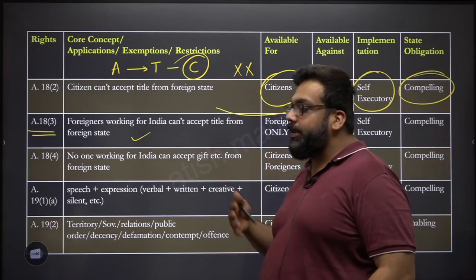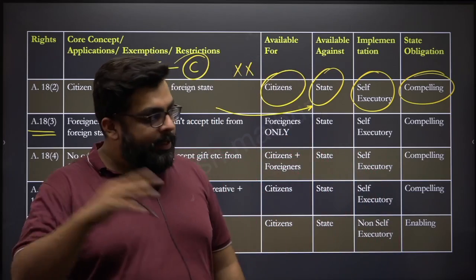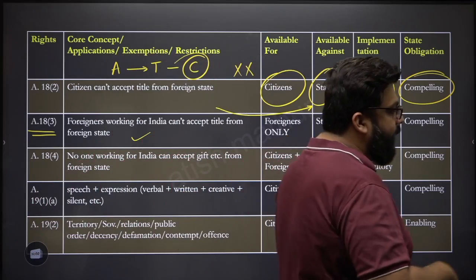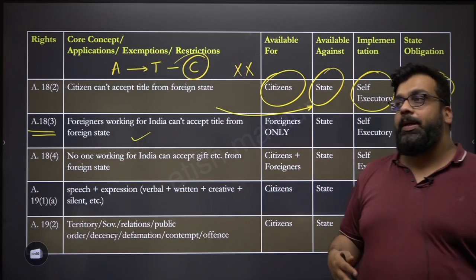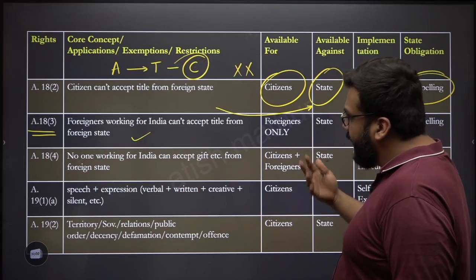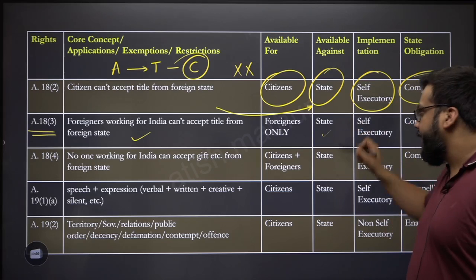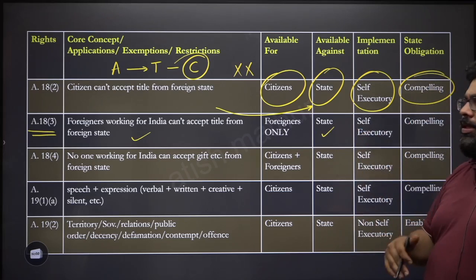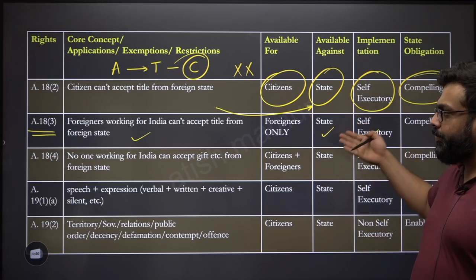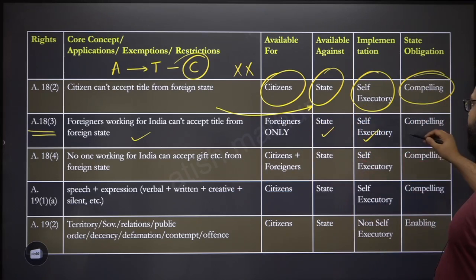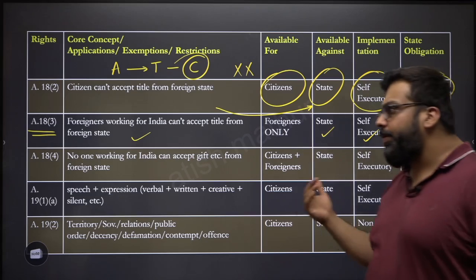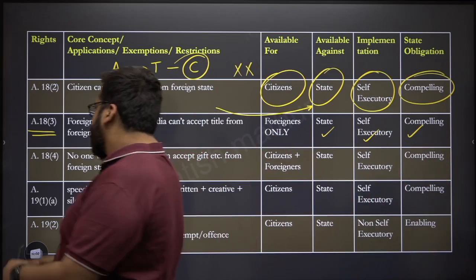Nowadays you also have a lot of consultants who are hired by central and state governments to advise them with certain expertise when it comes to public policy matters, in lateral entry and so on and so forth. So of course it is available only against the state. It is self-executory, you don't need a law to further implement it, and it is good enough as it is, you don't need anything to support it per se.